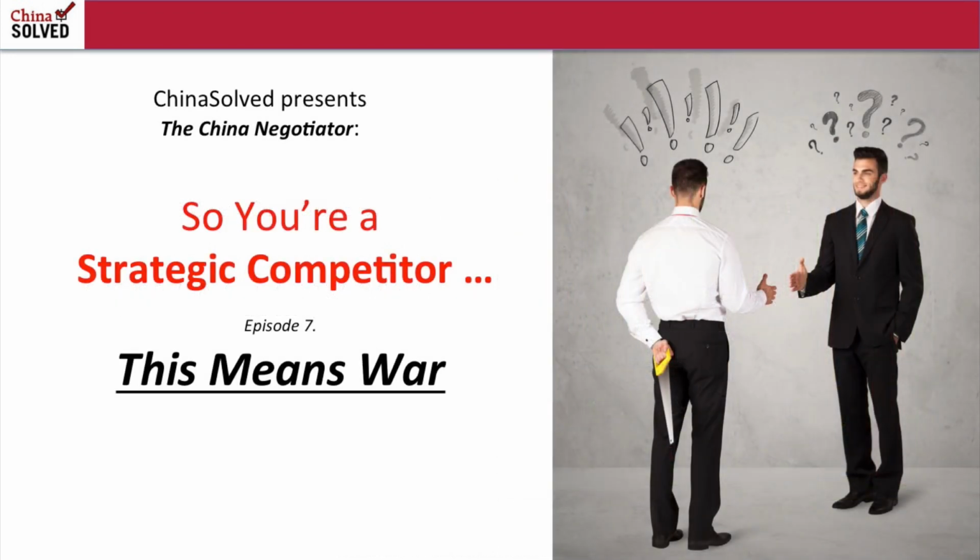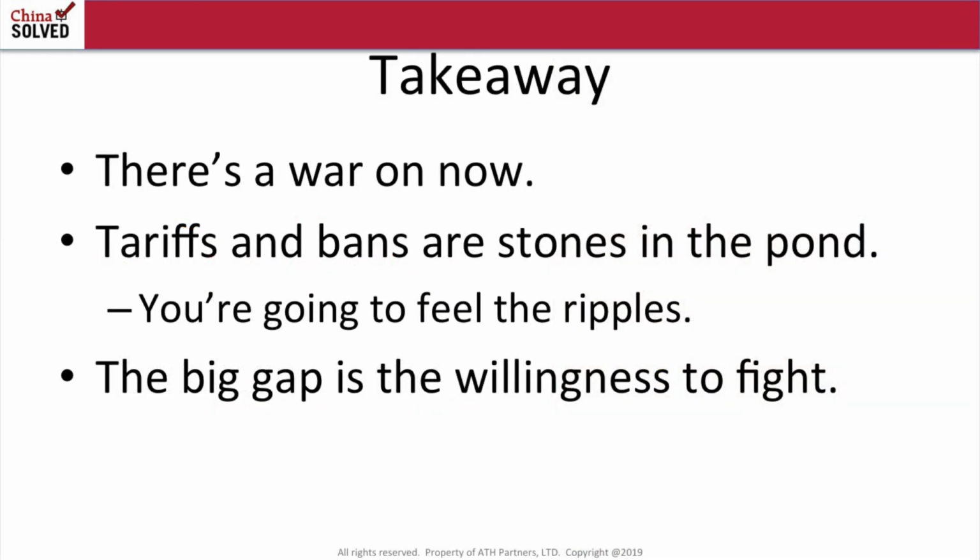So you're a strategic competitor. Episode 7. This means war. Trade war in three charts. There's a war on now. You may not want to be in a war, but you are in one if you're involved in U.S.-China trade or in Western China trade.